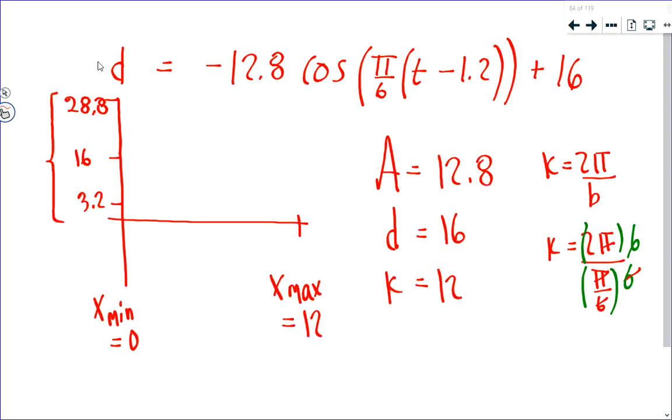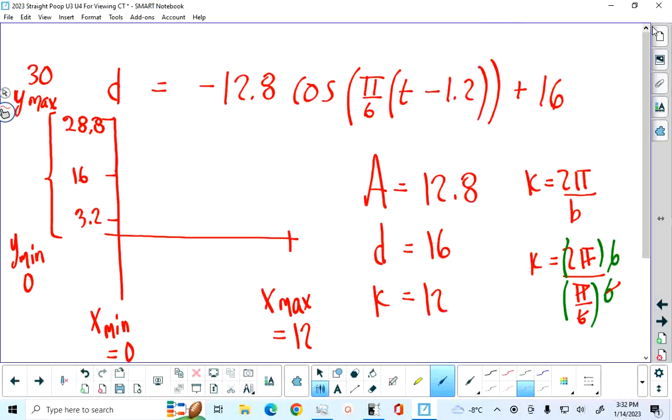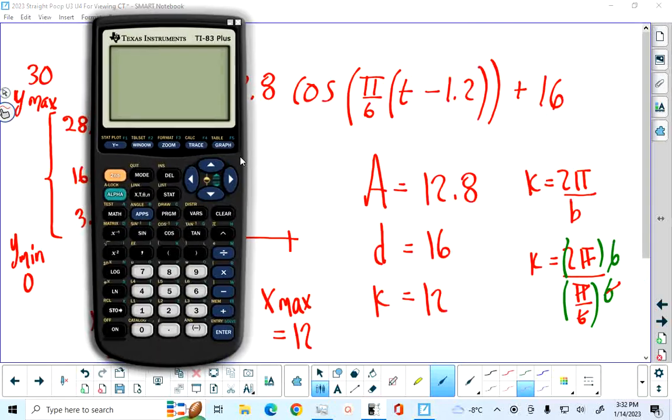I would probably just set it to a minimum y of 0 and a maximum y of 30. With that being said, and again, I don't want to spend too much time doing specific examples, but let me show that to you on my calculator.